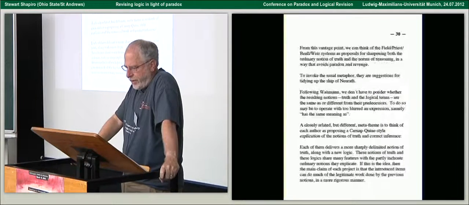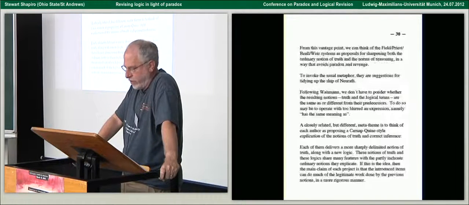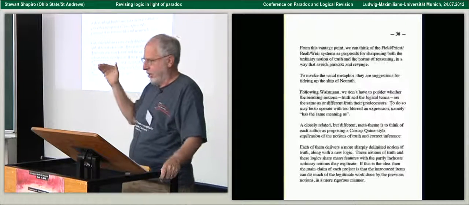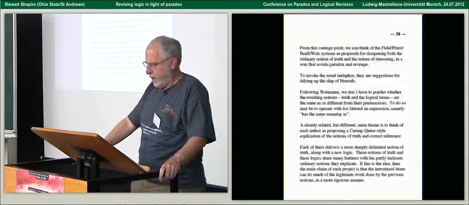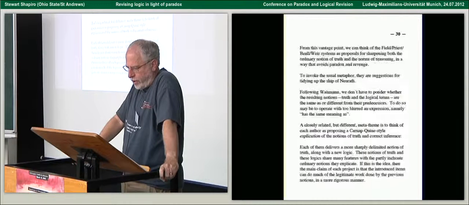But a closely related but different meta-theme is to think of each author as proposing a Carnap-Quine-style explication of the notions of truth and correct inference. That was raised earlier in conversation today. So the picture is that each of them could be seen as delivering a more sharply delimited notion of truth along with a new logic. And the notions of truth and the logic share many features of the partly inchoate ordinary notions they explicate. Now, if this is the idea, then the main claim of each project is that the introduced terms can do much of the legitimate work done by the previous notions, but in a more rigorous manner.